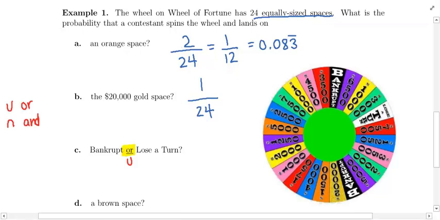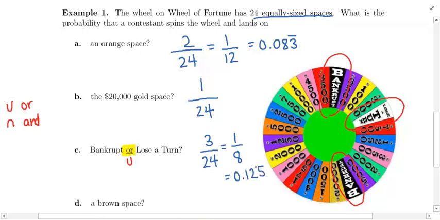Here it would be acceptable to land on bankrupt, and notice there's 2 bankrupt spots on the wheel. It's also acceptable for this event to land on lose a turn, which is right here. So there's 1 lose a turn, 2 bankrupts. That means 3 spaces fit this criteria. So you take the 3 spaces, that's how many meet the criteria for this event, and divide by the total number of possible outcomes, which is 24 spaces on the wheel. So there's your probability. If you'd like, you can reduce this to 1/8. You can even convert it to a decimal. That should be 0.125, and that's the entire decimal. So any of those are acceptable answers.